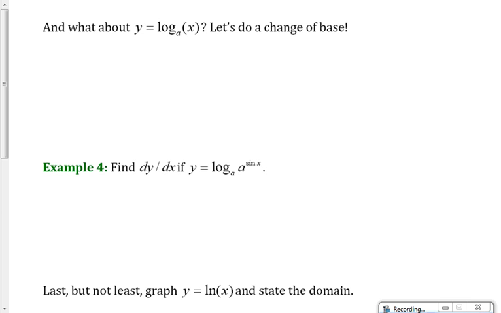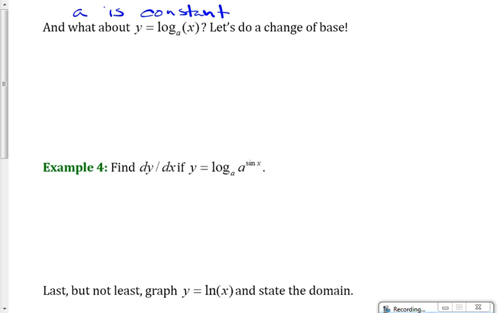So we did e to the, we did a to the, we did natural log. Now let's do log base a. We're going to work under the same premise that we did last time we had an a. What is a? A is going to be some constant. That's going to be important.